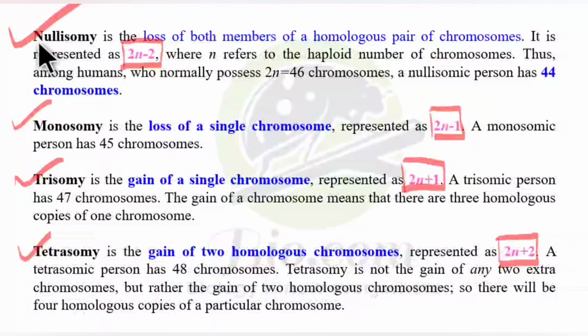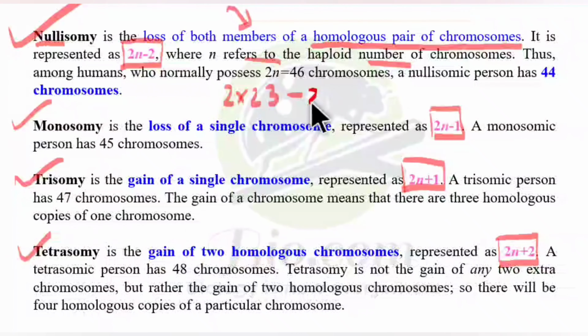So the nullisomy, as the name represents, null means 0. So it is the loss of both members of a homologous pair of chromosomes, and it is represented as 2n minus 2, where n refers to the haploid number of chromosomes. So 2 into 23 minus 2, it means 46 minus 2 is equal to 44. So a person suffering from nullisomy has only 44 chromosomes. So you have to remember that in nullisomy, it is 2n minus 2.